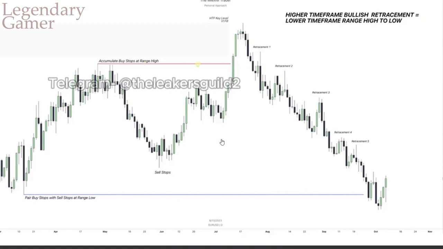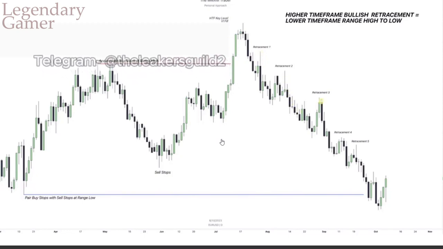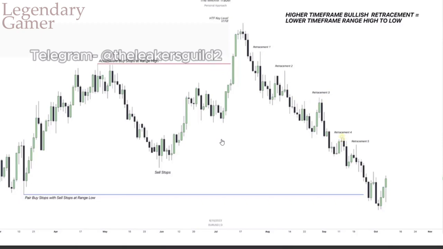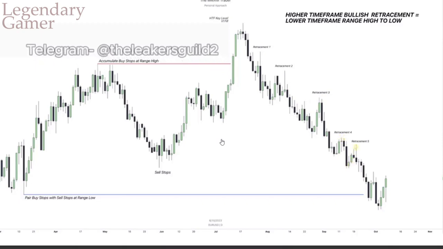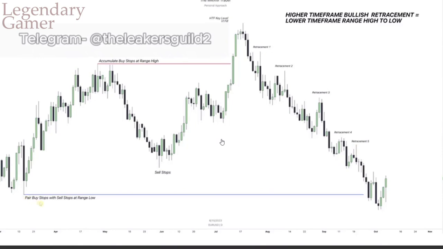So once we hit those accumulated buy stops, and then we want to trade lower, every retracement is an opportunity to go short. We can see retracement number 3 here. We've got another retracement, and here we've got another retracement, until we eventually hit those sell stops over here.